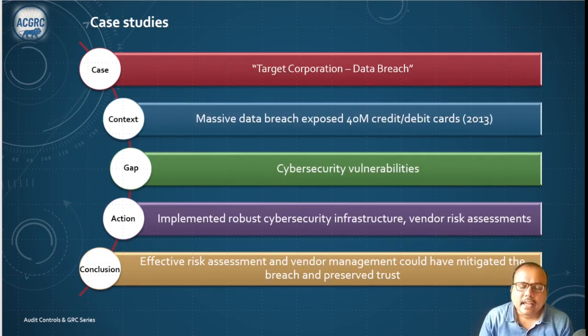The second case is due to a cybersecurity vulnerability causing a massive data breach, which exposed about 40 million credit and debit cards. This is a case of 2013. The action that was required here was to implement a robust cybersecurity infrastructure and vendor risk assessment. This is one piece which has evolved over the last decade. Now it's one of the critical functions of risk management, a separate specialized field, a career path which any risk manager or an auditor can look at and which management needs to be aware of. And this is part of a critical item on the table. The conclusion was to have effective risk assessment and vendor management, which could have mitigated the breach and prevented the loss of trust which occurred because of this.